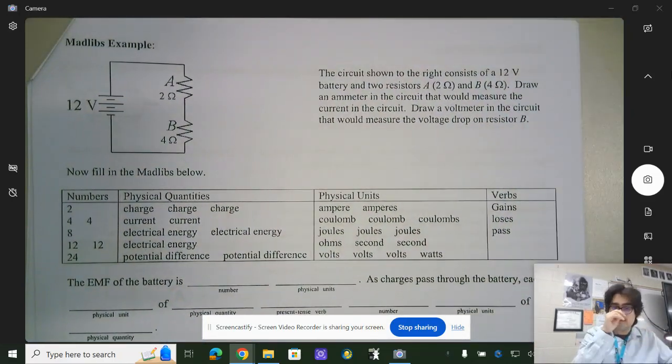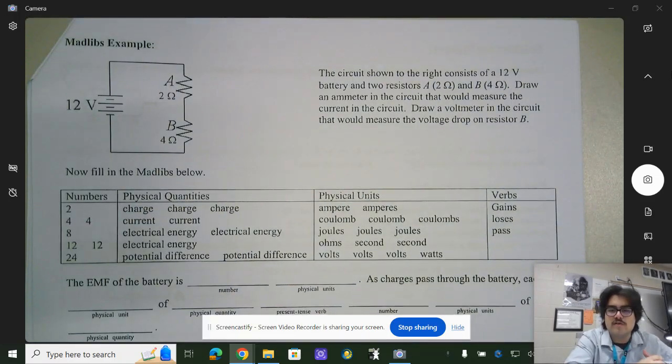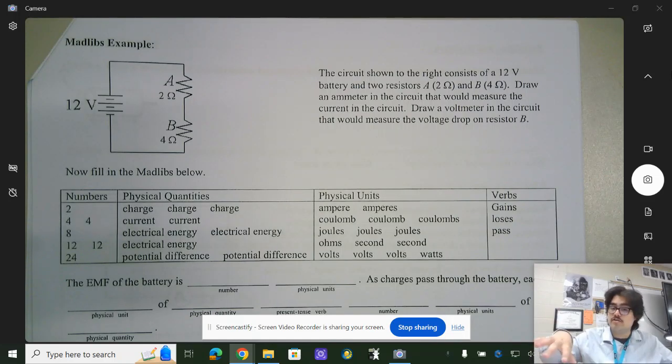Okay, Mad Libs example. This is a pretty fun one. We've got a circuit to the left. It consists of a battery and two resistors. Draw an ammeter in the circuit that would measure the current in the circuit. Draw a voltmeter in the circuit that would measure the voltage drop on B. I encourage you to try this on your own before you watch me do it, but I'm going to start out by doing the ammeter and the voltmeter.